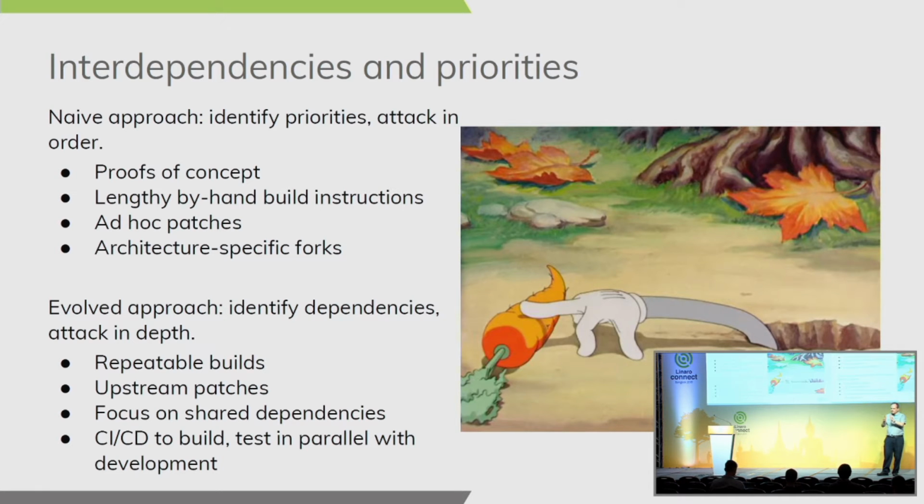That's fine as a proof point, but if you're really trying to move an ecosystem so that things that depend on other things that depend on other things all work, you have to have a much more evolved approach. An approach that doesn't depend on proof of concept, but that looks for repeatable builds, that looks for patches that are upstreamed and taken on and maintained over a period of time by the dependency projects.